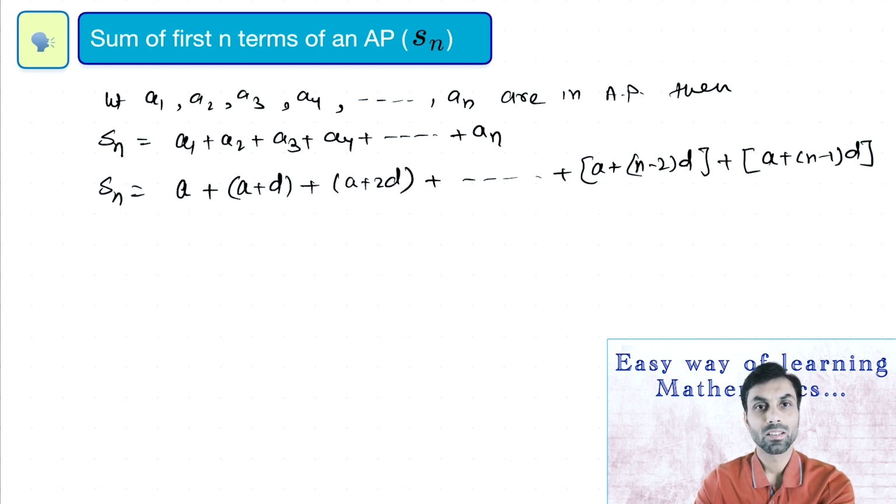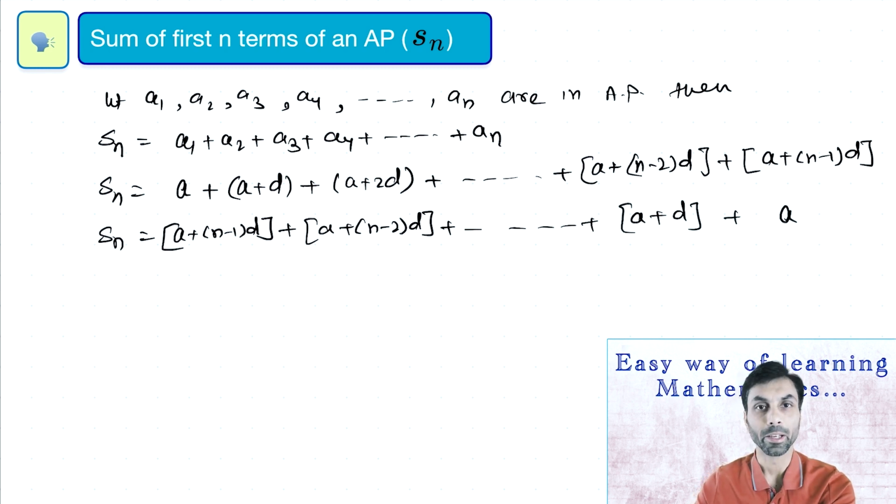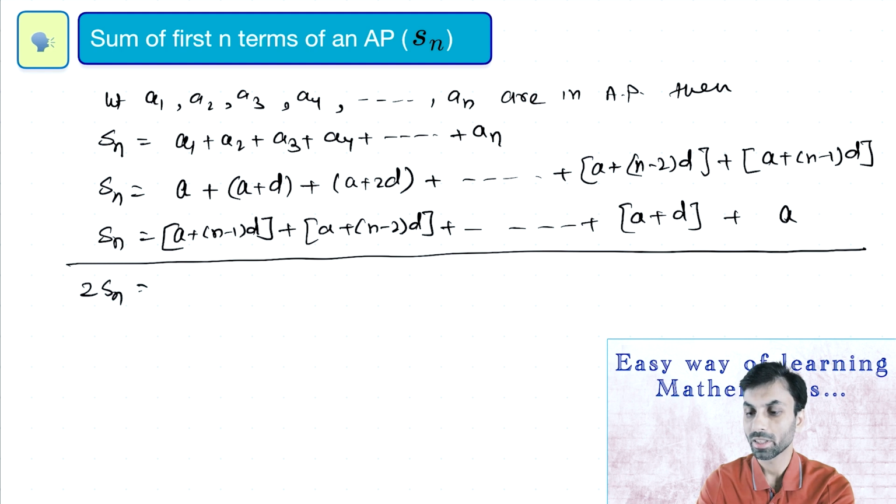Now as we know that addition is commutative, if we rewrite the sum of first n terms of AP in reversed order, we will get a plus n minus 1 into d, plus a plus n minus 2 into d, plus and so on. The second last term will be a plus d and the last term will be a. Now on adding the corresponding terms of these APs, we'll get Sn and Sn, that will be 2 times Sn.